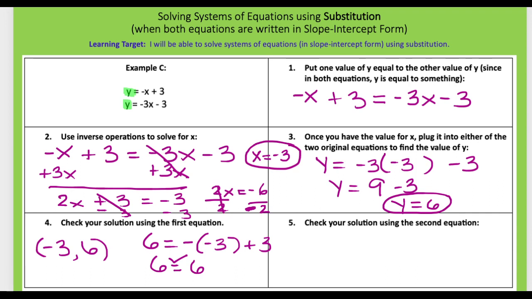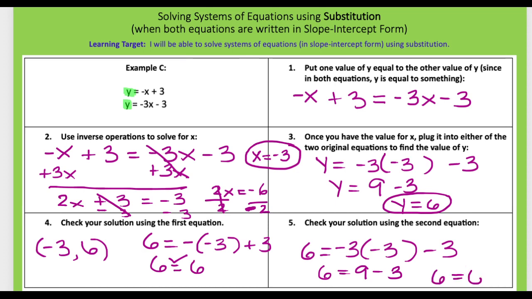Now I'm going to check it with the second equation. 6 equals negative 3 times x, which is negative 3, minus 3. A negative 3 times a negative 3 is a positive 9, and a positive 9 minus 3 is 6. So this one also checks because 6 equals 6. So I checked it using both equations, which means that the work that I did was correct, and the solution to this system of equations is negative 3, positive 6.